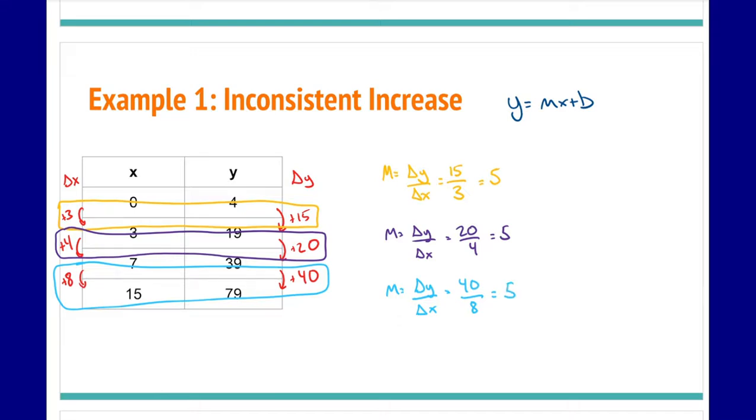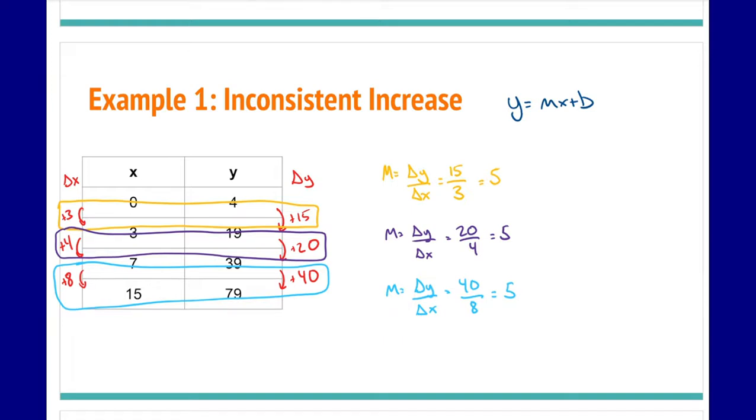So it seems that it doesn't matter which change in y and which change in x I use, as long as it's consistent, I should get the same thing, which makes sense because it's a linear relationship. If it's a linear relationship, it should be increasing by the same amount. So when I look at different points and I reduce it to as simple as possible, it should be the same.